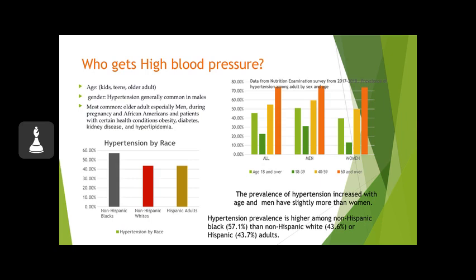As you can see in the first graph, the data from the National Health and Nutrition Examination Survey from 2017 to 2018 shows the prevalence of hypertension among adults by sex and age. As you can see, the prevalence of hypertension increases with age, and men have slightly more than women. The second graph is hypertension by race. Hypertension prevalence is higher among non-Hispanic Black adults than non-Hispanic White and Hispanic adults.